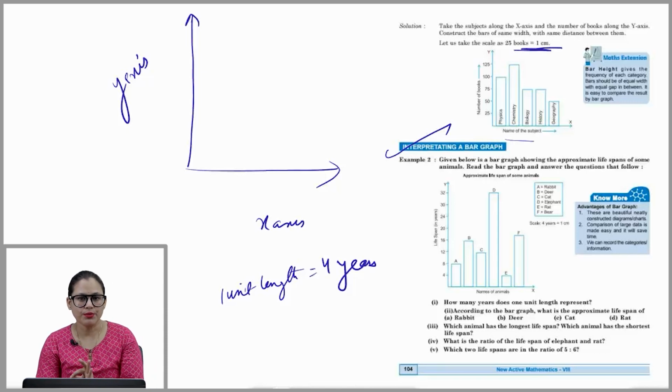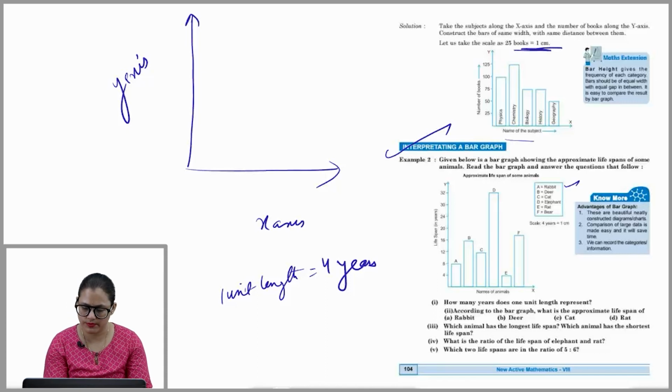Number 2, according to the bar graph, what is the approximate lifespan of a rabbit? Here, A is a rabbit, so approximately 8 years. Deer is B, approximately 15. Cat is C, so the approximate lifespan is 12 years. And a rat is E, approximately 4 years.